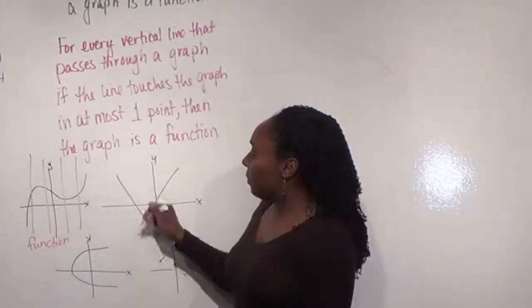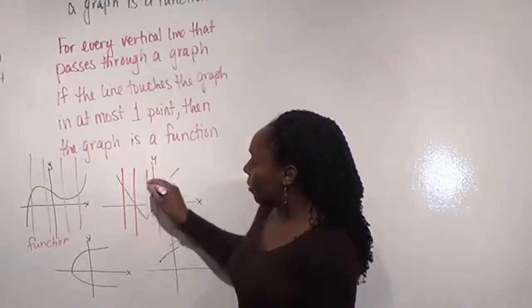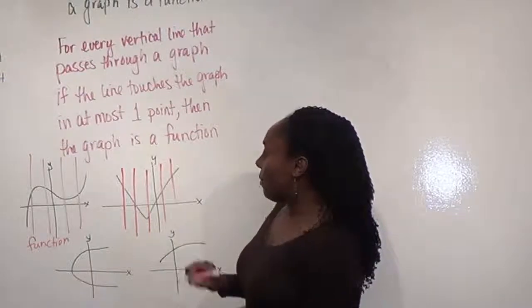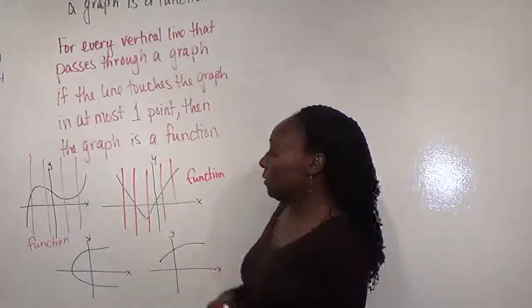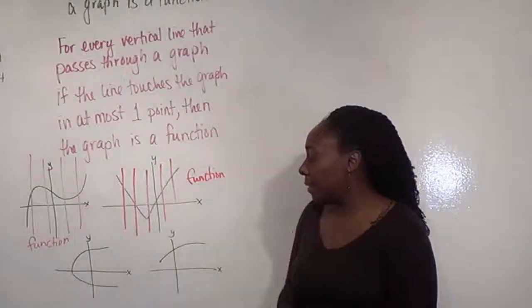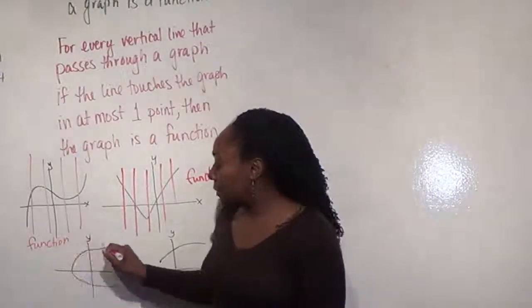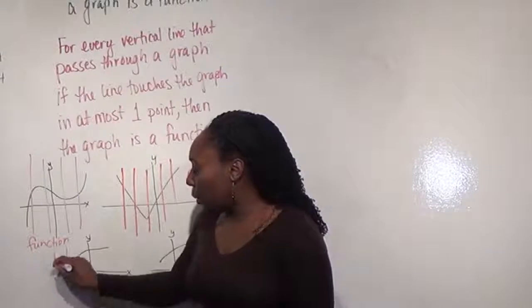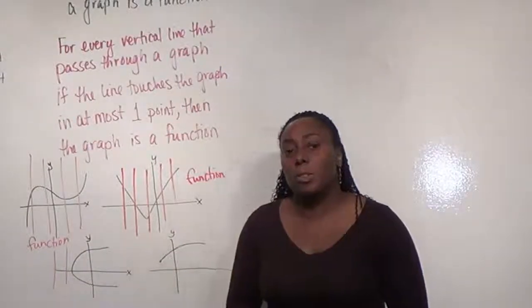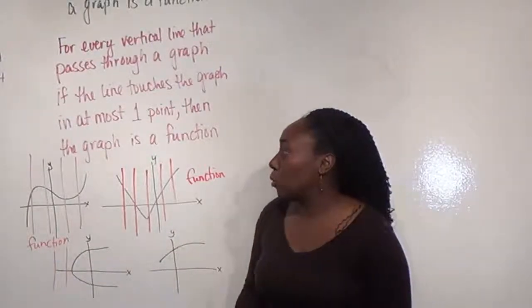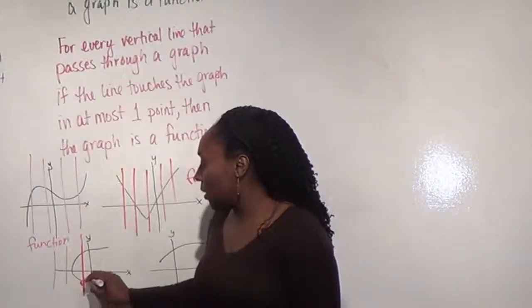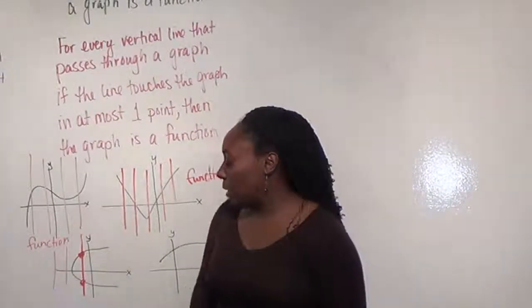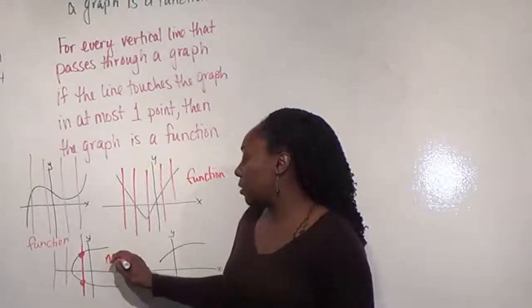Same thing here. If I take vertical lines and start putting that on the graph, I can see that this is going to pass, so this is also a function. In this case, there are points where I can put the vertical lines where it's touching at most one point, meaning no points, but there are also points where it touches in more than one point. And so this is not a function.